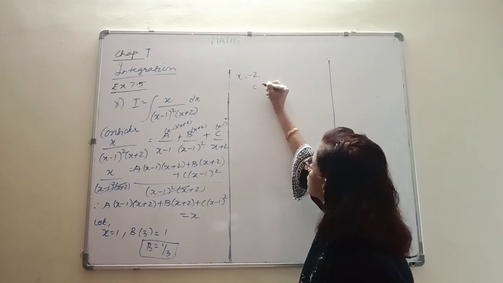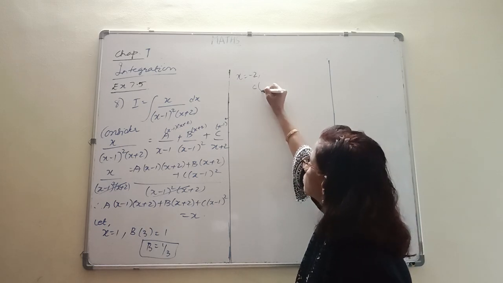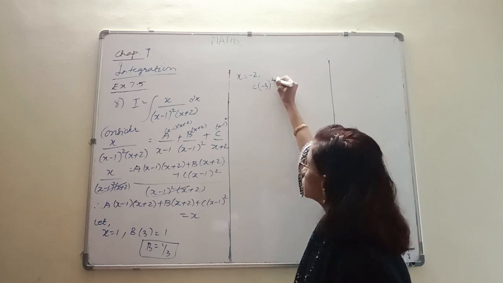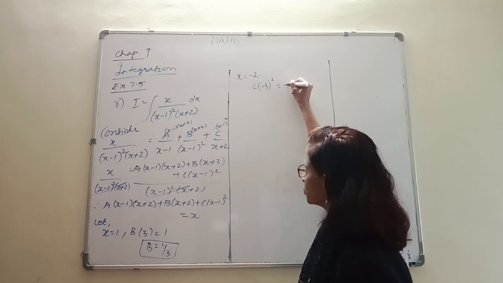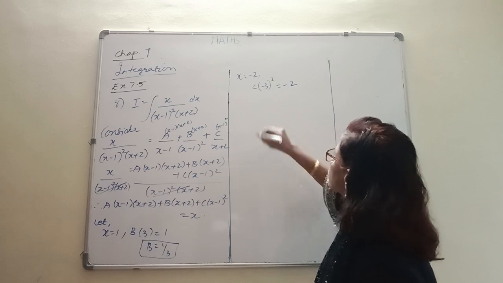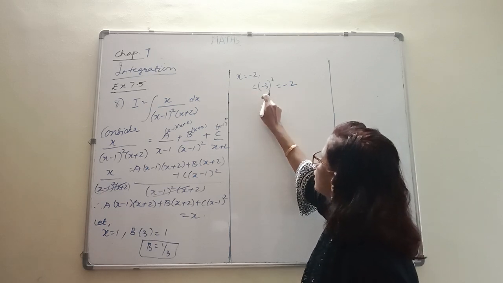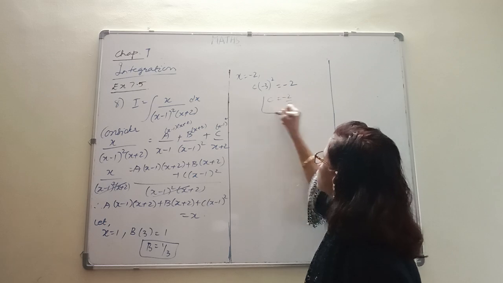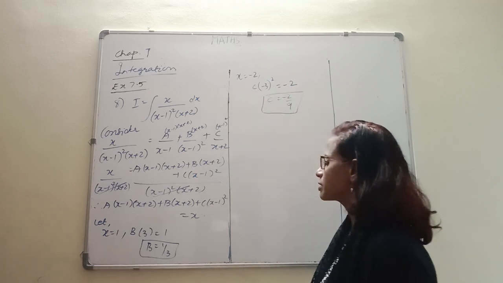So you'll get c as (negative 2 minus 1, negative 3) the whole squared equal to negative 2. x it is, so negative 2. So it's going to be 9 over here. So c will be negative 2 over 9. C is also over. Now let's find out a.